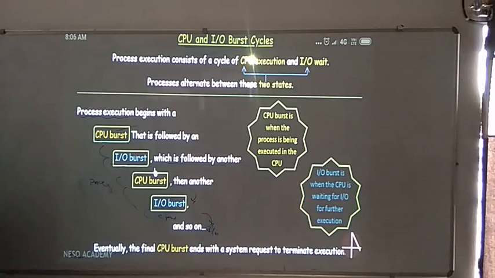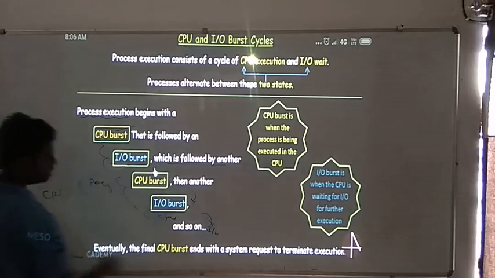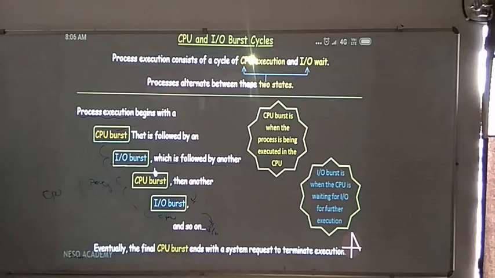Whenever a process is executing, it will take IO, but it won't end with IO. Why? Because process execution completes at the CPU only. By the CPU, you should know that the process has ended, that it has been successfully executed. That is the reason we say that eventually the final CPU burst ends with a system request to terminate the execution. Whichever process you execute, it will be ended or terminated by your CPU. That is the reason it will be in CPU burst when it is ending. Okay, I hope it is clear.